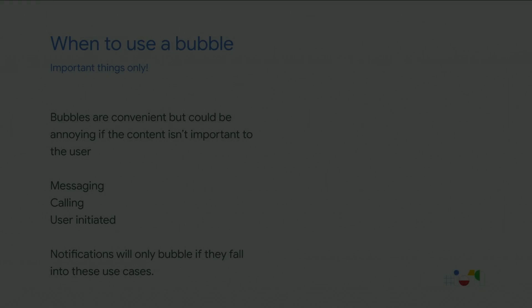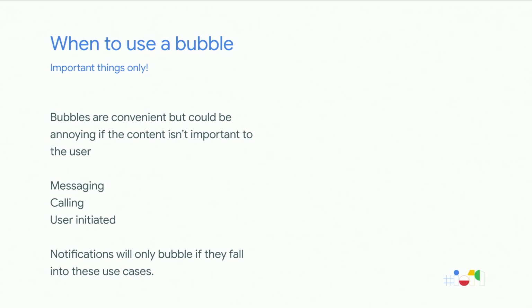Now, I might have mentioned that not everything gets to bubble. So bubbles are meant for highly interactive use cases. They can be convenient, but they might be annoying if the user doesn't find them handy. They show up on screen. They take up screen real estate. They want your attention. So right now, we're focusing on messaging, calling, and user-initiated use cases. If your notification doesn't fulfill these requirements, it won't display as a bubble. It'll just show as a normal notification would.